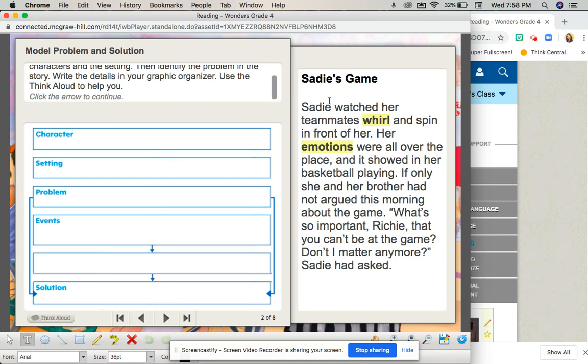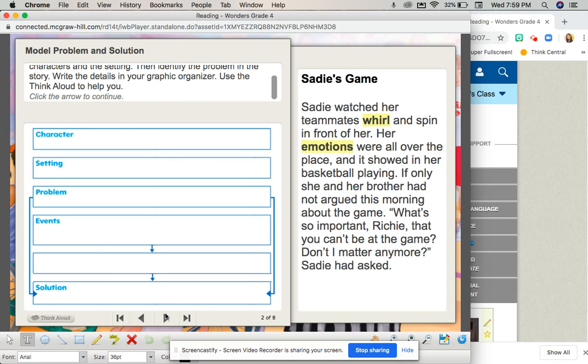Sadie watched her teammates whirl and spin in front of her. Her emotions were all over the place, and it showed in her basketball playing. If only she and her brother had not argued this morning about the game. What's so important, Richie, that you can't be at the game? Don't I matter anymore? Sadie had asked.